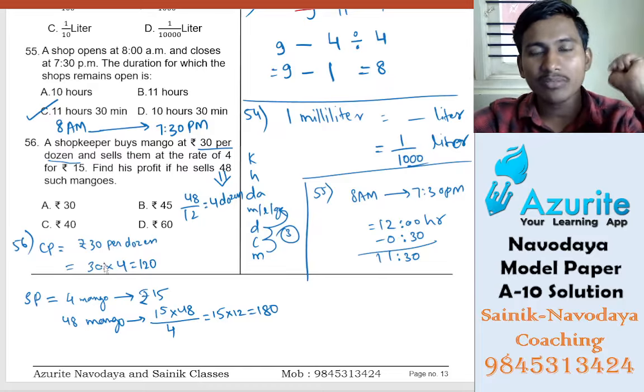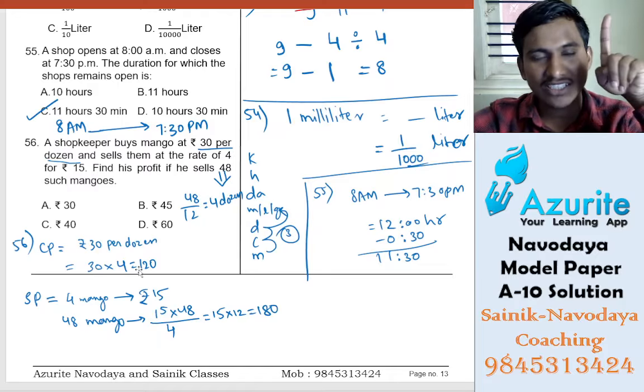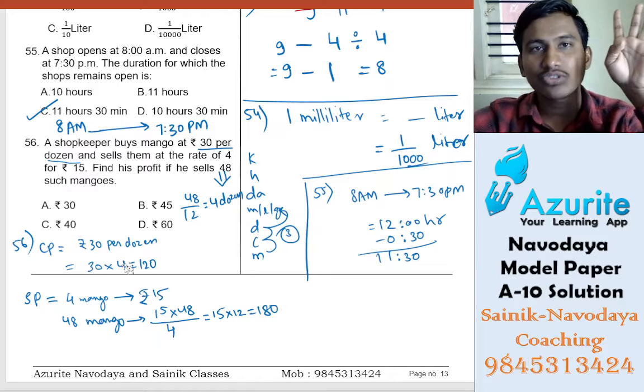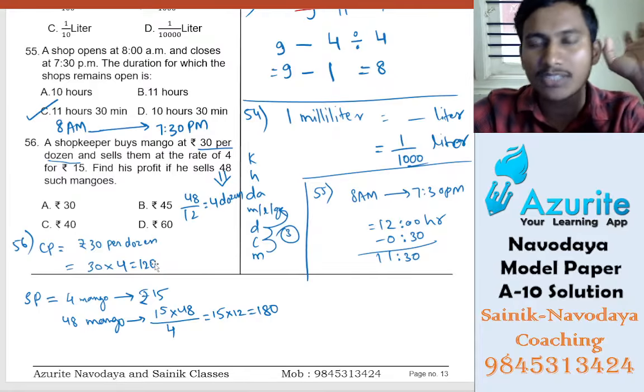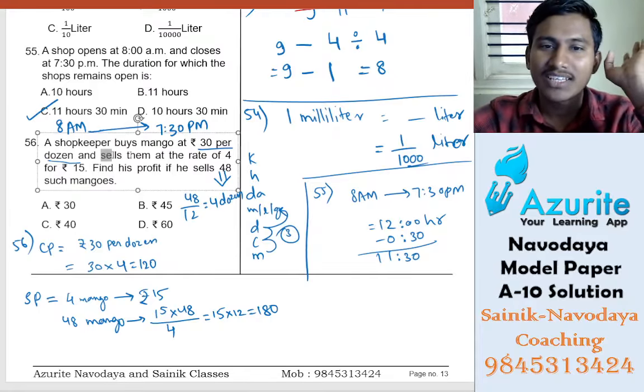4 dozen price will be how much? 30 into 4. 1 dozen is 30. 4 dozen is 30 into 4, which is 120 rupees. That is the cost price. Now, selling at how much? He sells them at 4 for 15. So 4 mangoes is 15 rupees.